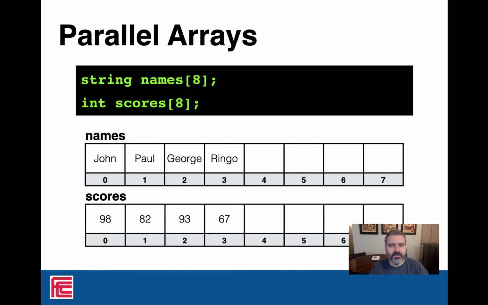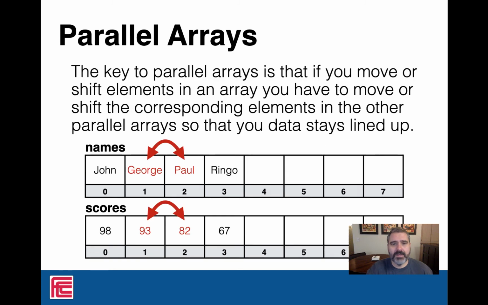Don't know why everybody always bags on Ringo, but whatever, that's fine. And so here, John scored 98, Paul scored 82. We're keeping all the values in parallel. And the only thing you need to remember with parallel arrays is that if you ever make a change to one array, you have to make the same change to the other array. If I want to flip George and Paul, fine, but I also have to flip the scores array for the same indexes. Otherwise, they won't stay lined up, right?